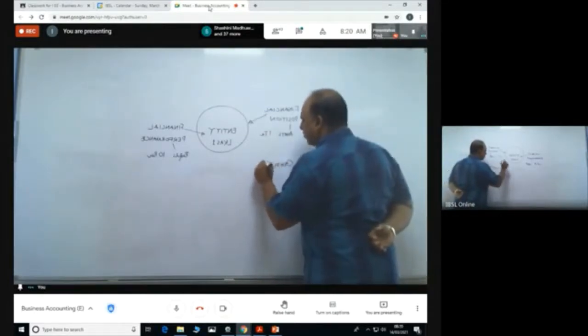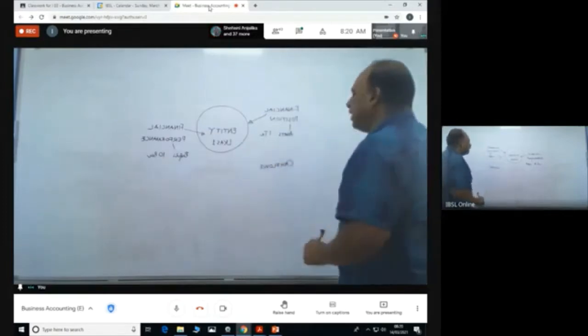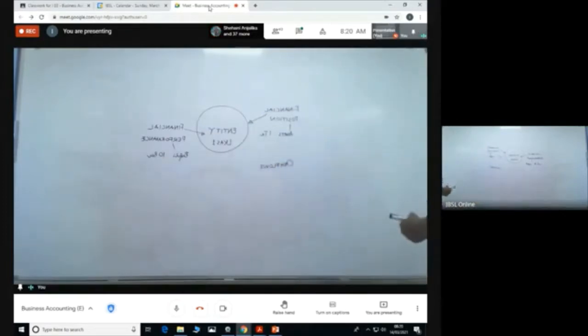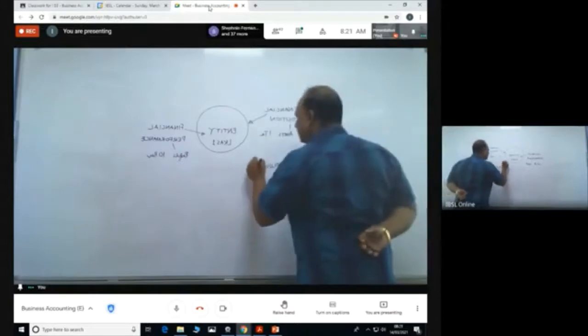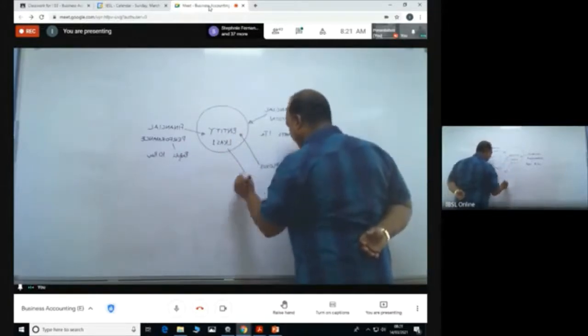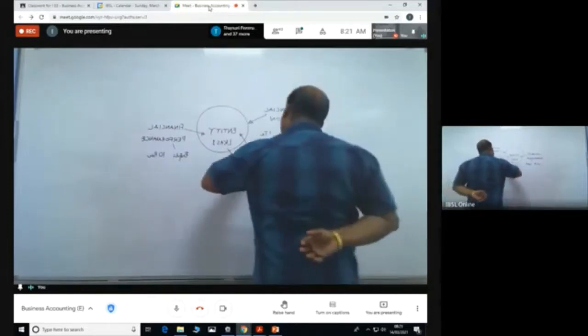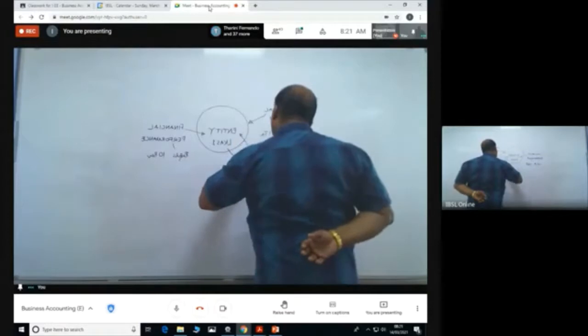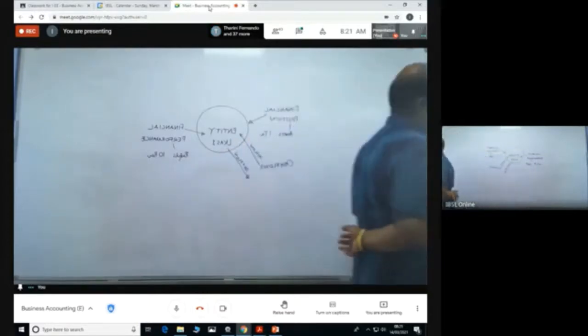Its cash flows. Cash flows means the money that is coming into the business and the money that is going out of the business. So we call these two as inflow or cash inflow and cash outflow.